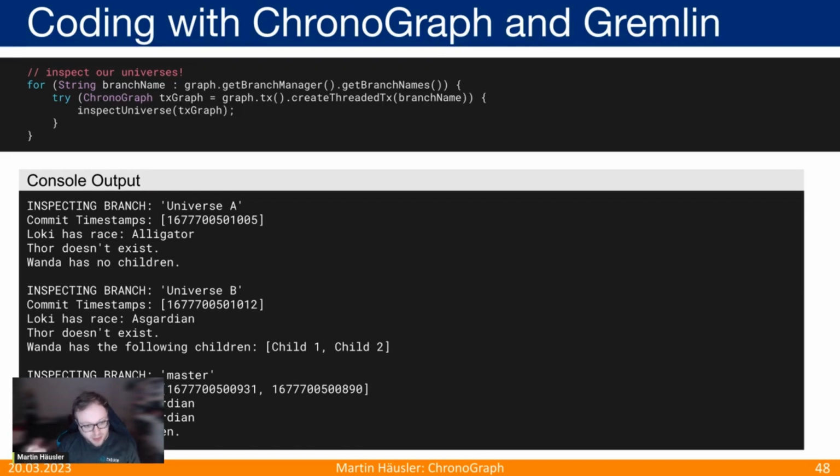So branches can also be nested. From universe A, you could create universe A1 or universe alpha or whatever you want to call it. And you can do this arbitrarily deep. But like I said, you will incur at some point a performance cost depending on how big your graph is and how sophisticated your queries are.